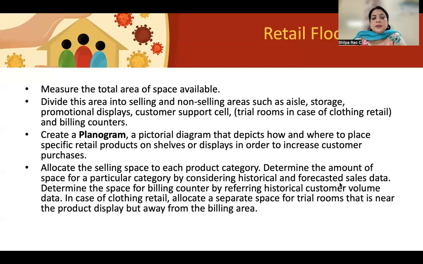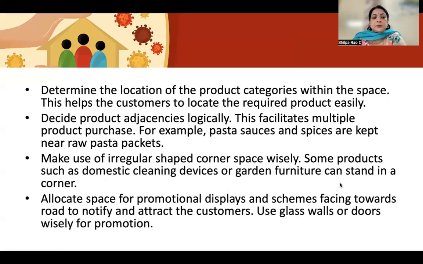Then allocate selling space to each product category. Determine the amount of space for a particular category by considering the historical and forecasted sales data. Determine the space for the billing counter by referring to the historical customer volume data. In case of clothing retail, allocate separate space for the trial rooms that is near the product display but away from the billing area. So these are the things you need to keep in mind when you're thinking about a retail store space.